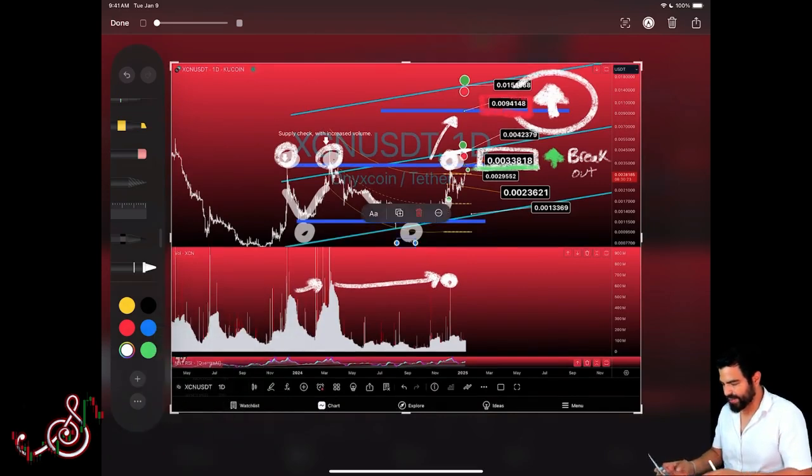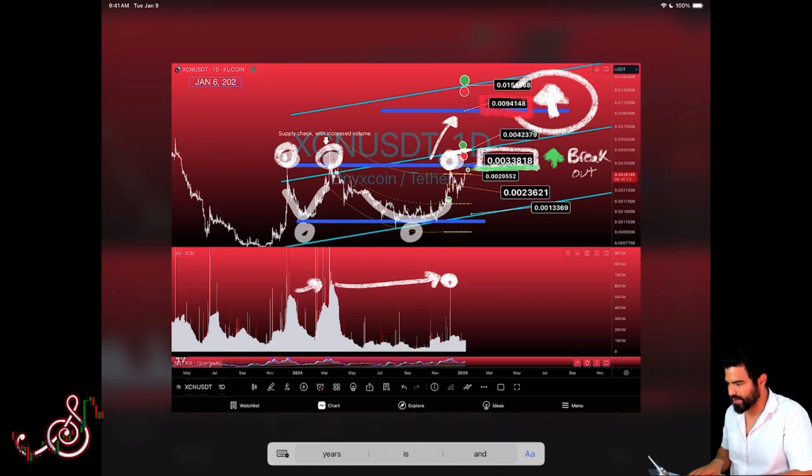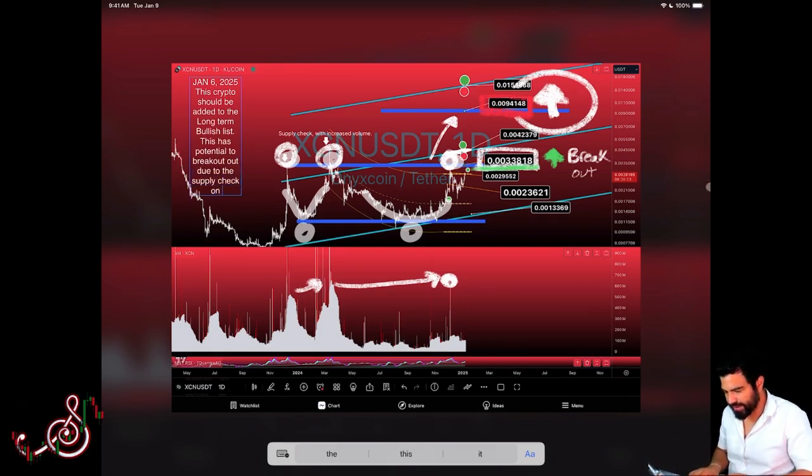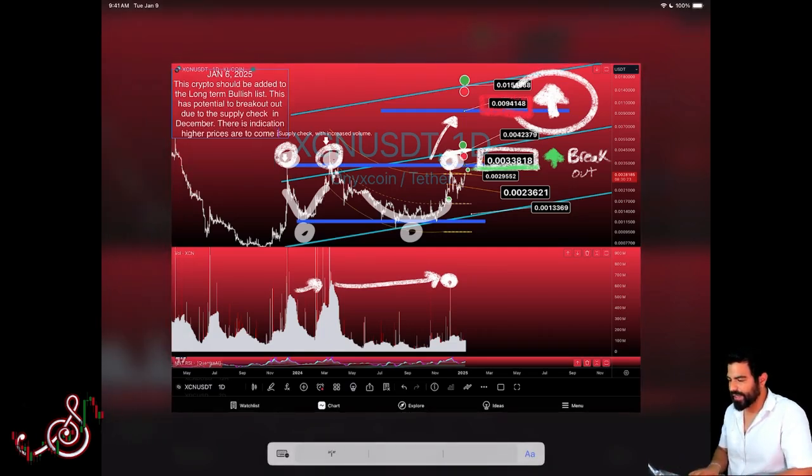So let's add a text, January 2025. This crypto should be added to the long-term bullish list. This crypto has potential breakout due to the supply check in December. There is indication higher prices are to come in the macro, or larger story, in the macro volume.